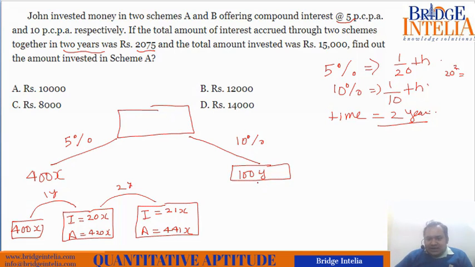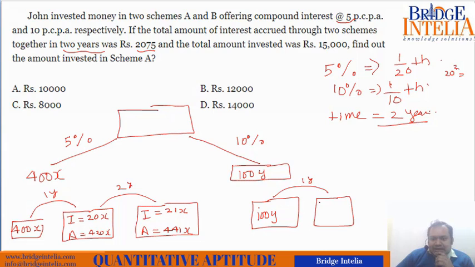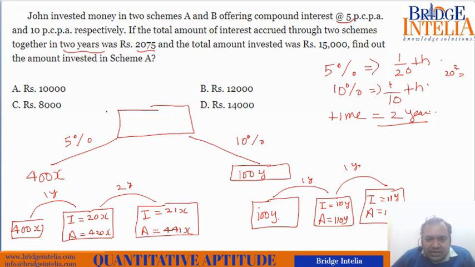Consider this journey of this investment. So you invested 100y. Bank is giving you 1 by 10th as interest. So after 1 year, interest 10y, updated amount 110y. One more year passes, interest 11y, updated amount 110y plus 11y, that is equal to 121y.